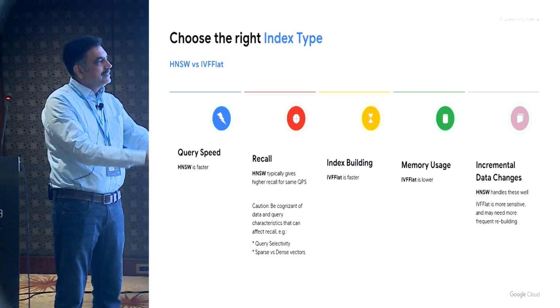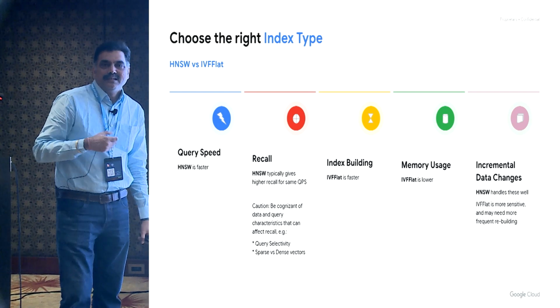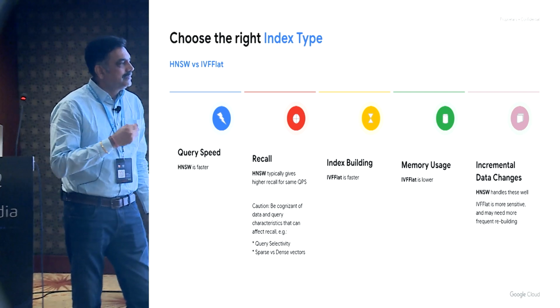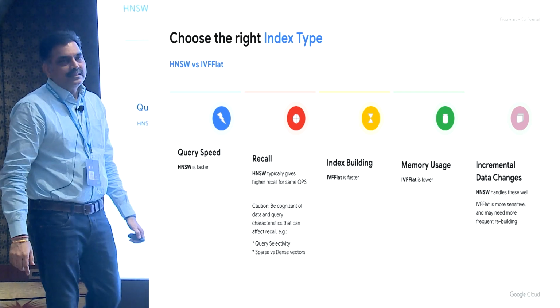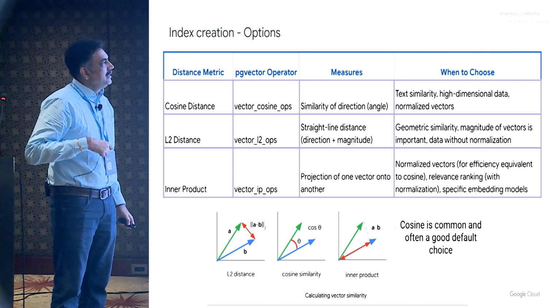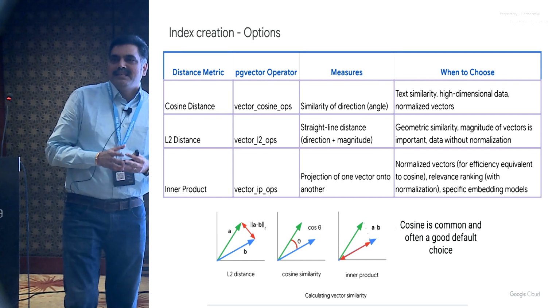And then incremental data changes, as I said, IVFFlat is not suitable where there is a lot of data changes. If your data changes frequently, then HNSW is the answer. Okay, great. So now we understood HNSW and IVFFlat. Slightly, we'll go deeper.